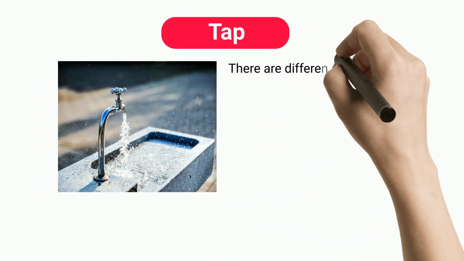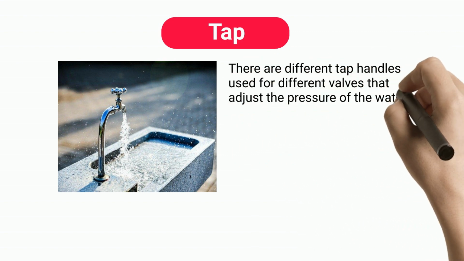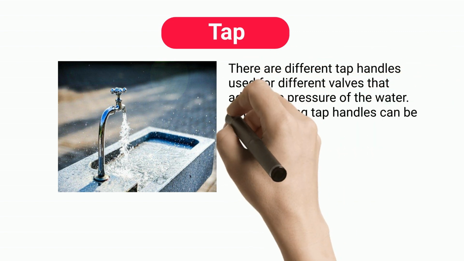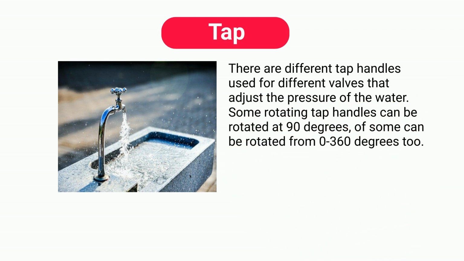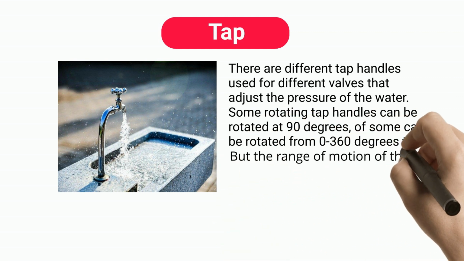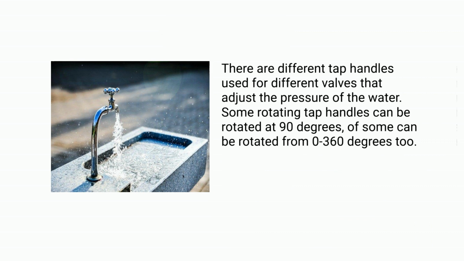Tap. There are different tap handles used for different valves that adjust the pressure of the water. Some rotating tap handles can be rotated at 90 degrees, some can be rotated from 0 to 360 degrees too. But the range of motion of the handle is fixed at a constant angle of rotation.